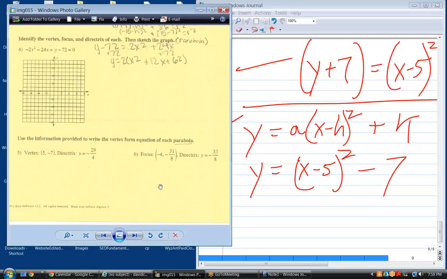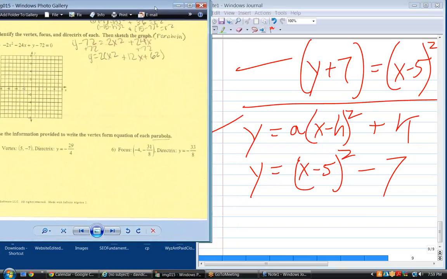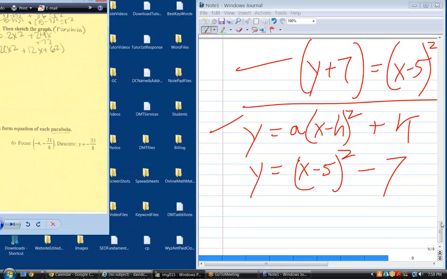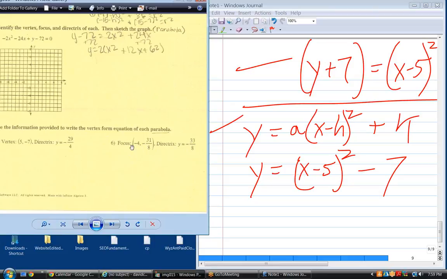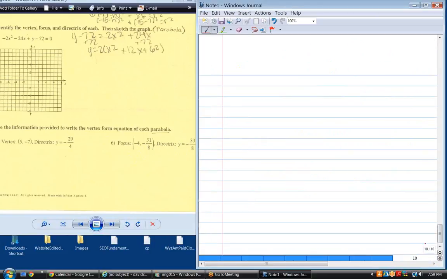All right, let's do 6. Exactly the same kind of problem, only with 6, they don't give us the vertex and the directrix, they give us the focus and the directrix. Well, let's see what we can figure out from that.